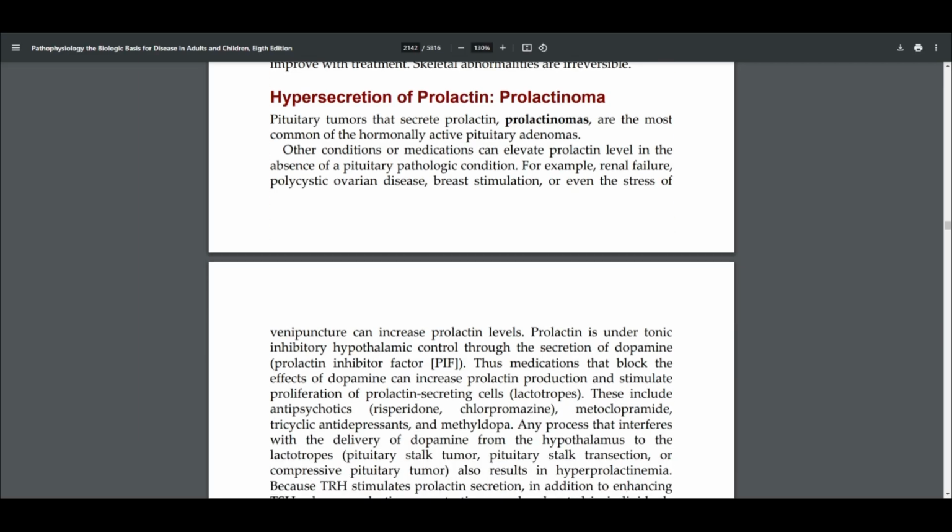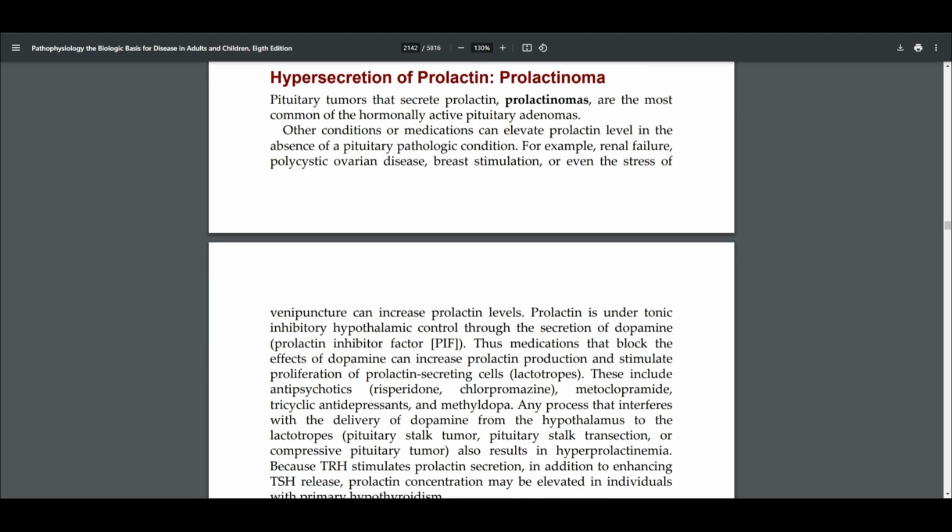Now, hypersecretion of prolactin, prolactinoma. Pituitary tumors that secrete prolactin, or prolactinomas, are the most common of the hormonal active pituitary adenomas. Other conditions or medications can elevate prolactin level in absence of pituitary pathologic condition. For example, renal failure, polycystic ovarian disease, breast stimulation, or even the stress of venipuncture can increase prolactin levels.